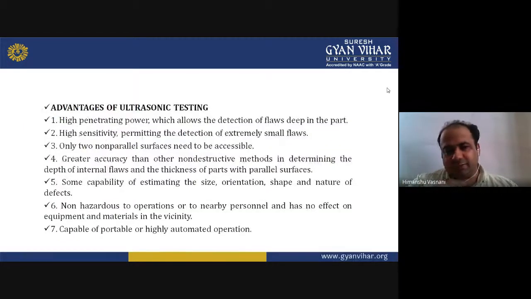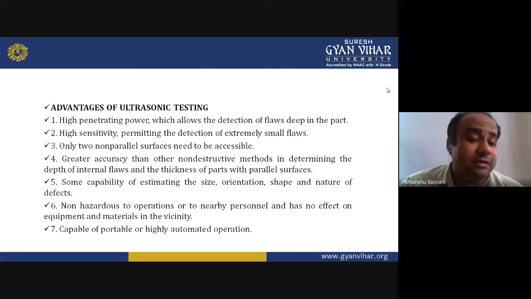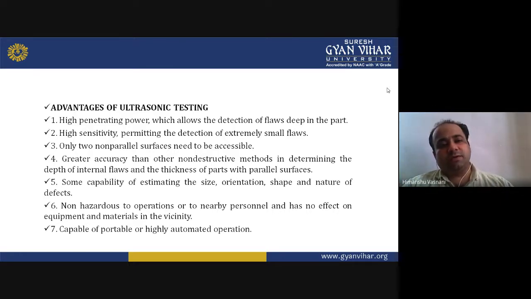Now, the advantages of ultrasonic testing. It has high penetrating power, which allows detection of flaws deep in the part. It has high sensitivity, permitting the detection of extremely small flaws. Only two non-parallel surfaces need to be accessible, and it has greater accuracy than other non-destructive methods in determining the depth of internal flaws and the thickness of parts with parallel surfaces.